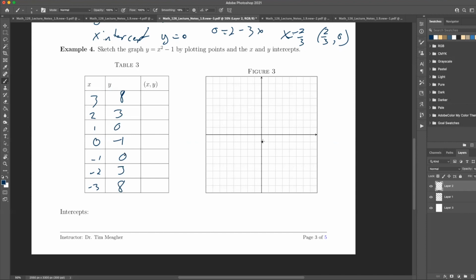So let's go ahead and graph that. Let's plug in all the points here and then here. That's good enough.